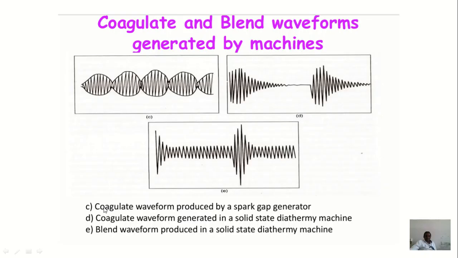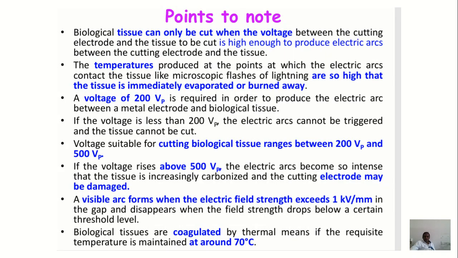C is the coagulate waveform produced by a spark gap generator, and D explains the coagulate waveform generated in a solid state diathermy machine. Another one is the blended waveform produced in a solid state diathermy machine. The third one is called the blended waveform, a blending of the two waveforms. These are the different types of waveforms used for the cutting, coagulation and hemostasis modes.